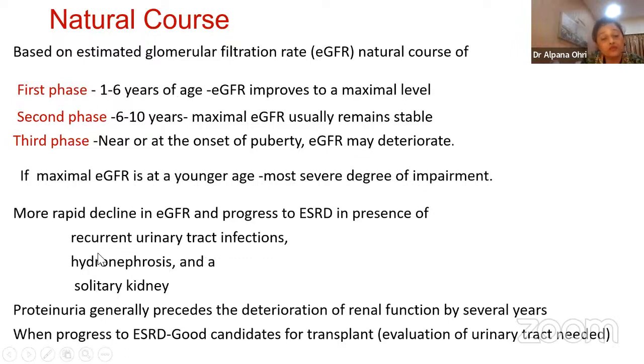Obviously, if there are associated recurrent urinary tract infections due to VUR, an obstructed lower system, hydronephrosis, or it's a solitary kidney, the progression would be more rapid. We again would agree that if proteinuria has already set in, then we can be sure that the deterioration will be very, very fast. In general, all hypodysplasia children are good candidates for renal transplant, but we have to evaluate the lower urinary tract prior to transplant if not done already earlier.